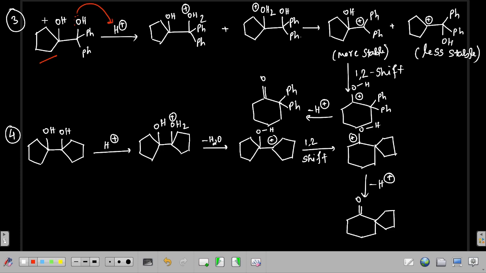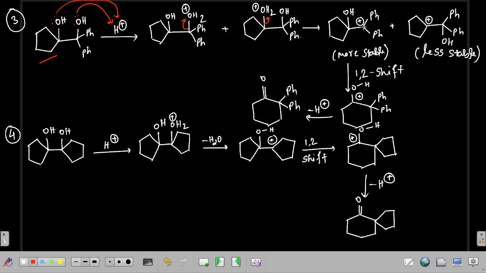Now there is a possibility that both can abstract, so it leads to the formation of both carbocations. If this H2 is removed, or this H2 is removed, so possible carbocations will be these two.